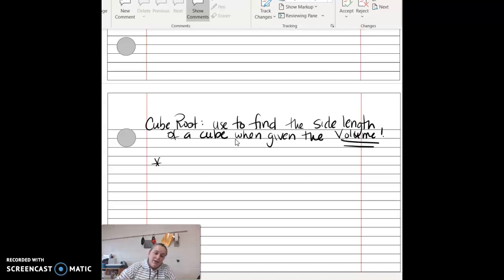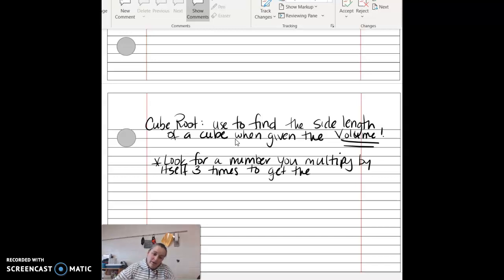So what we're going to do is now look for a number you can multiply by itself 3 times to get the number under the sign.